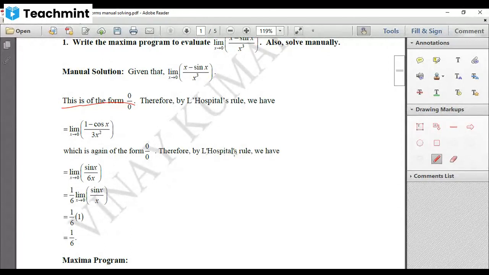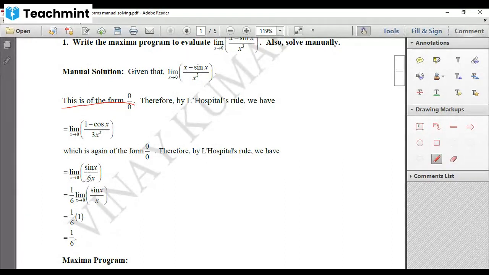So once again we have to apply L'Hopital's rule. That means differentiate numerator separately. What is the derivative of 1? 0, minus derivative of cos x is minus sin x. So minus into minus, plus sin x, divided by derivative of x square, which is 2x. 2 into 3 is 6x.